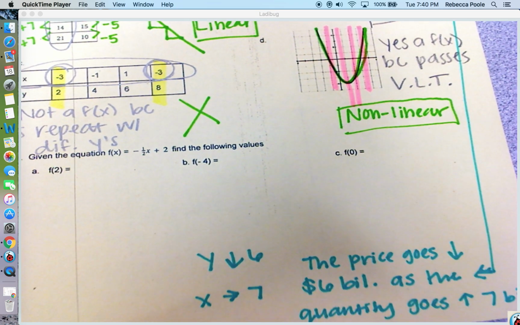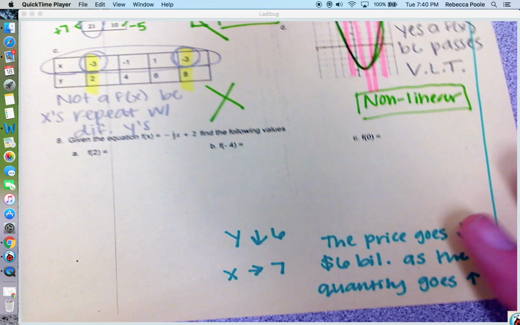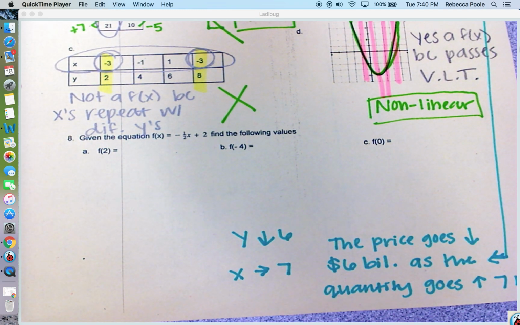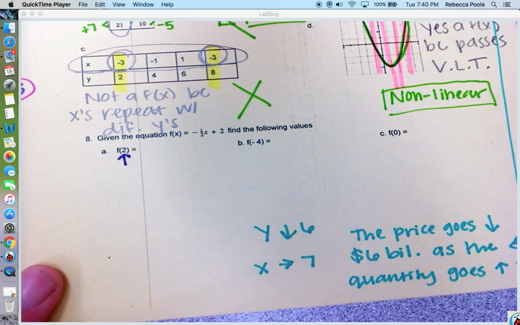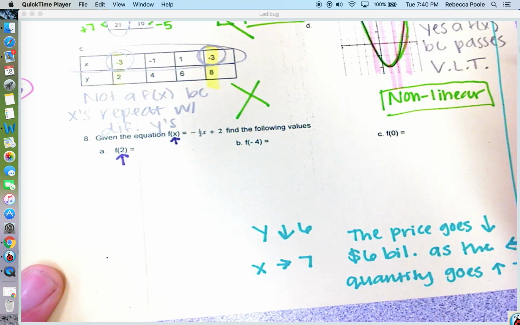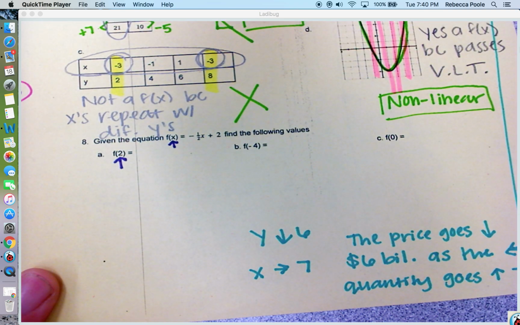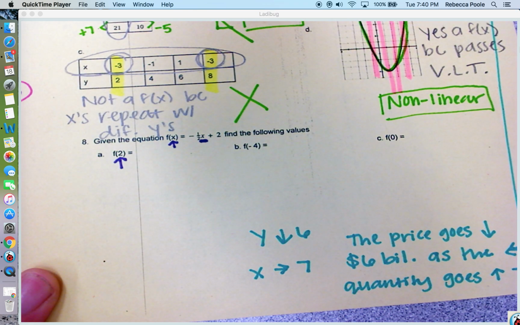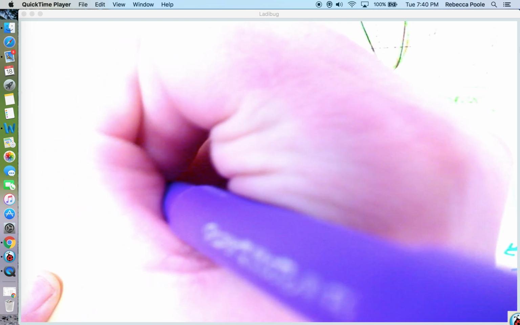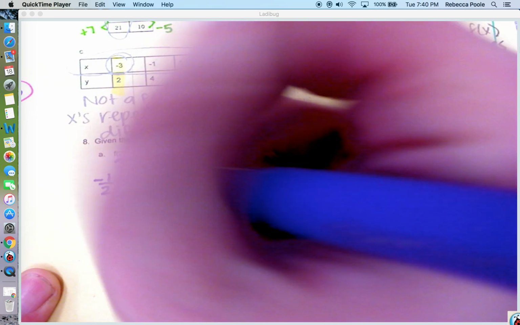All right, last section. I think this is the section you guys will probably do best on. So given the equation, find the following values. So if they give me f of 2, what did they put the 2 in for? Do y'all see how there was an x in parentheses? So anywhere we see an x, I'm going to put a 2 in. So this is going to be negative 1/2. I'm putting 2 in instead of x, plus 2.